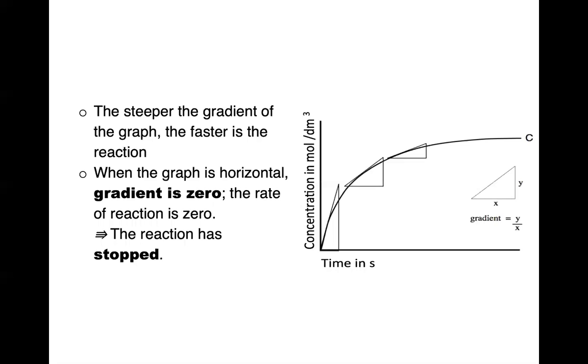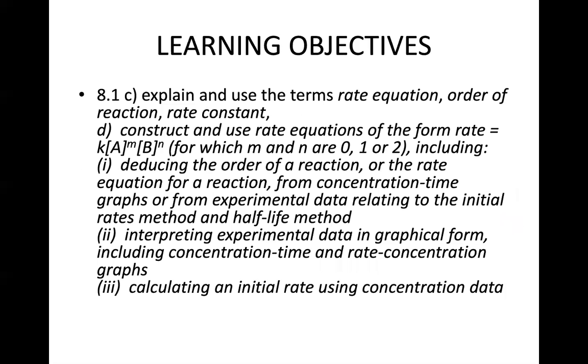The steeper the gradient of the graph, the faster the reaction. When the graph is horizontal, when it reaches a plateau, a flat line, the gradient is 0. When your gradient is 0, that means rate is 0, the reaction has stopped.